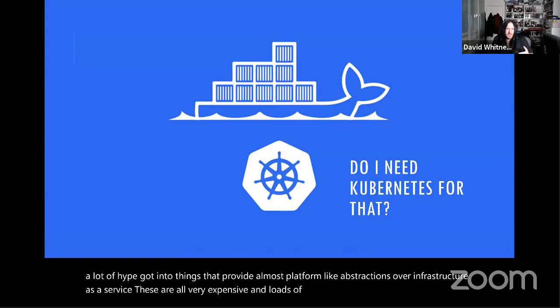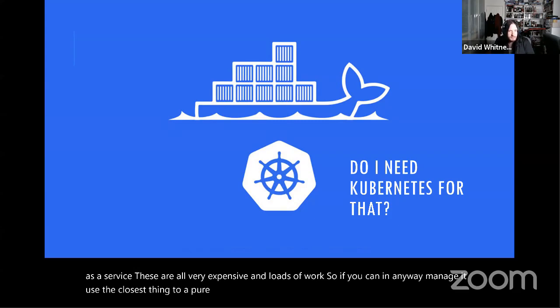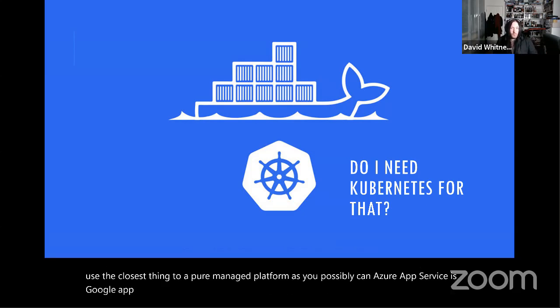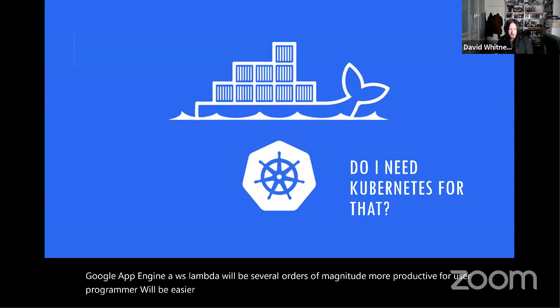So if you can in any way manage it, use the closest thing to a pure managed platform as you possibly can. Azure App Services, Google App Engine, AWS Lambda will be several orders of magnitude more productive for you as a programmer. They'll be easier to operate in production. They'll be more explicable and supported.